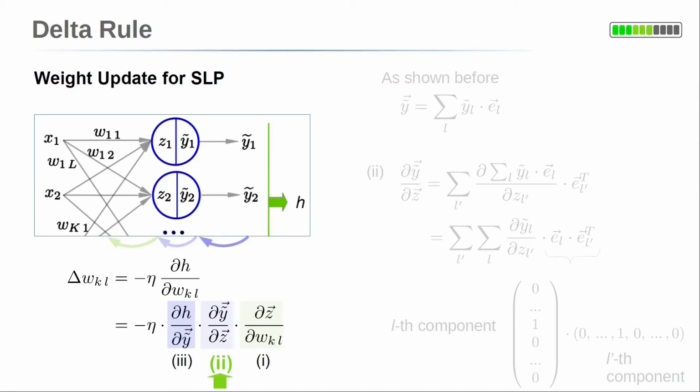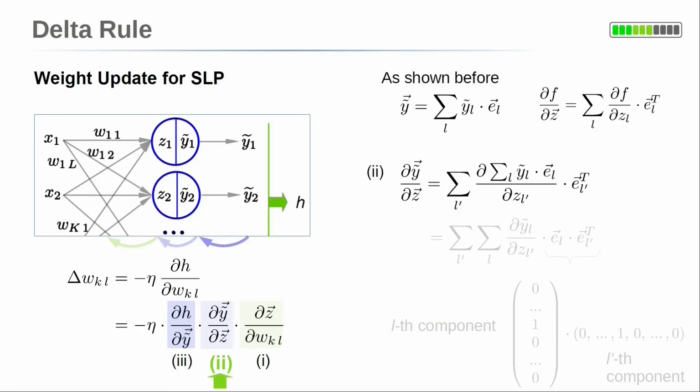This gives a matrix. As shown before with the summation vector, the vector y tilde can be expressed as the sum of all of its components multiplied with a corresponding unit vector. This can be substituted for y tilde in the derivative. The gradient can be decomposed into a sum of its components as well. Thereby, the gradient is the sum of all of its components times the corresponding transposed unit vector.